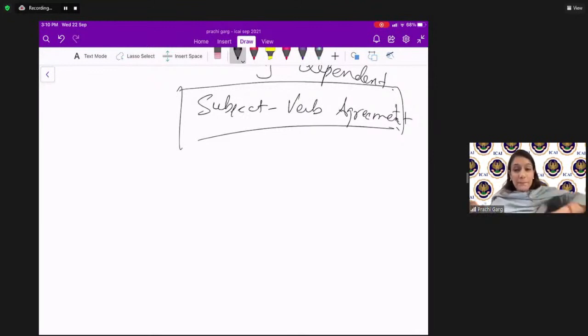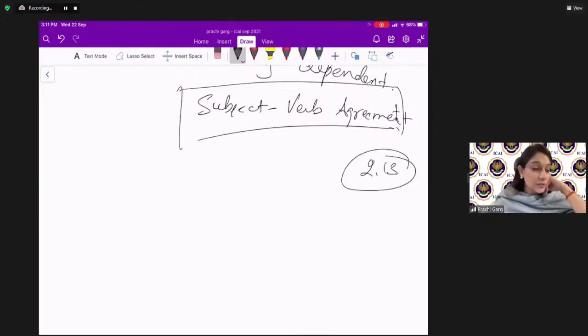Okay, let's start with the basic thing. The people who get basic things wrong. Subject-verb agreement: the subject and verb must agree in number. There is a cornerstone rule that forms the background of the concept. I am on page number 2.13 of your study material. Now, what does that mean?